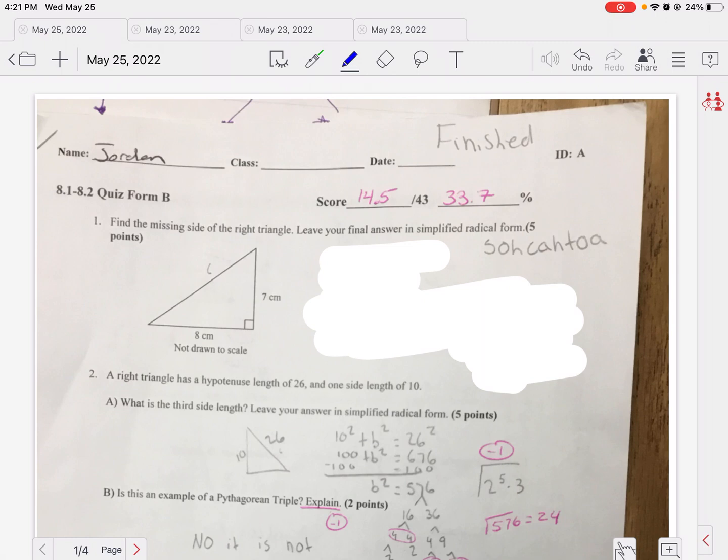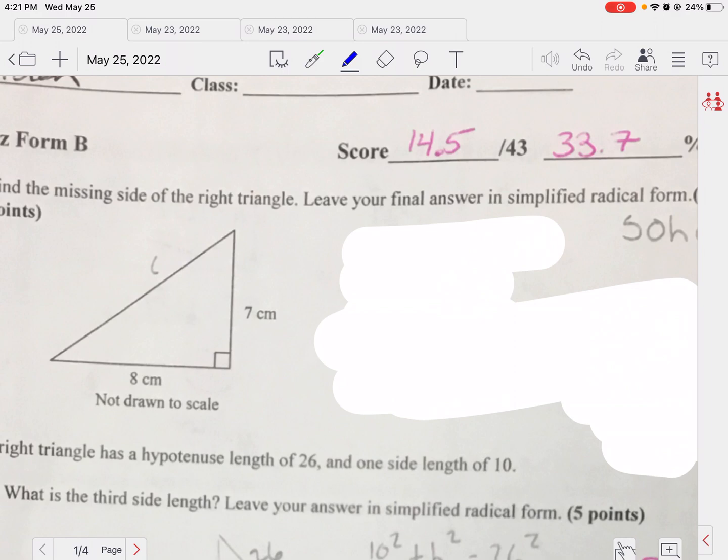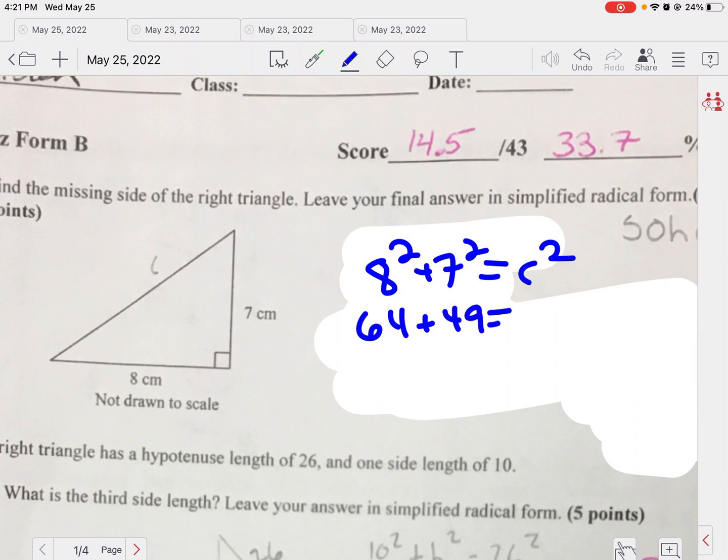So this first problem you did awesome on. Remember, if we're just given two sides and it's a right triangle, we're going to do the Pythagorean Theorem. So 8 squared plus 7 squared equals c squared. This would be 64 plus 49 equals c squared. I don't have a nice calculator near me, but we can get one. So that's going to be 303. And then we'll square root both sides.